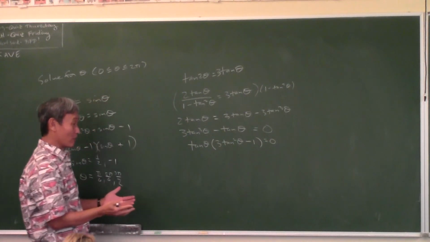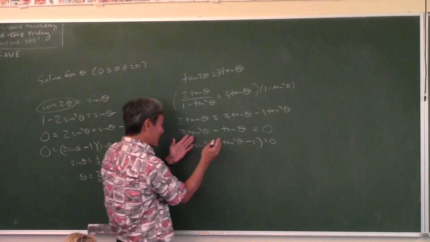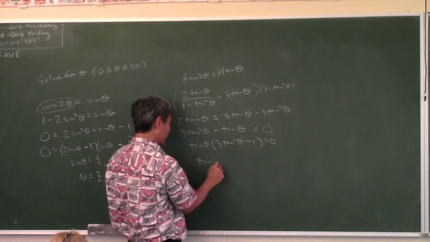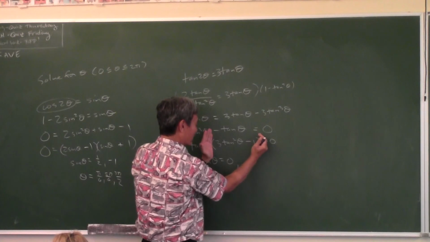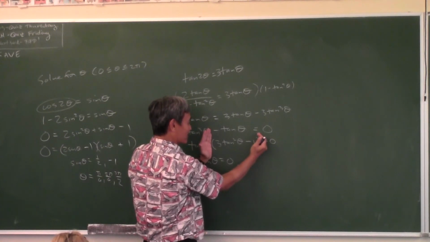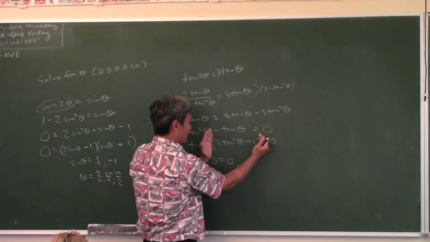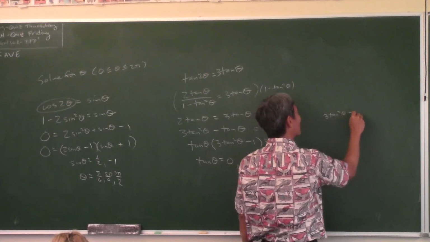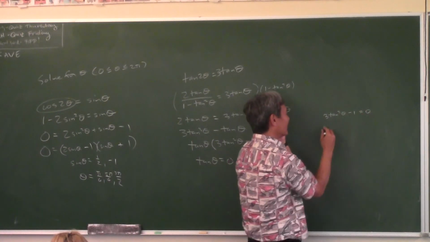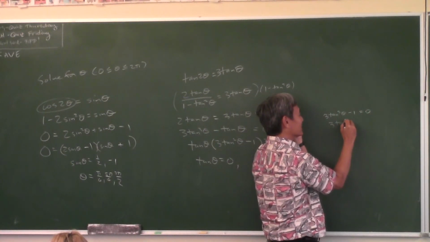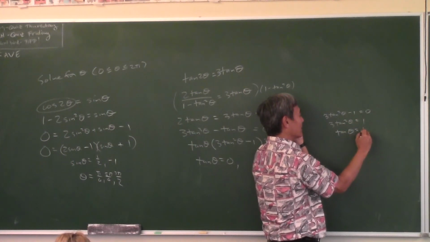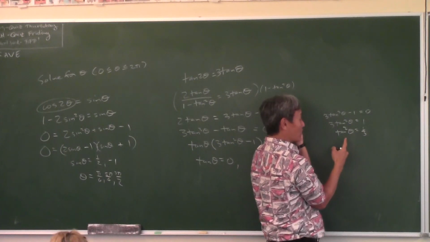So now we got it in a form we can work with. Something times something equals 0, which means either this is 0 or this is 0. Well, now what would make tangent theta 0? We talked about this last time. Okay, if you can't see it, then go on the side here. 3 tangent squared theta minus 1. What would make that 0? Add 1 to both sides. Divide by 3. Oh, squared. And then square root both sides.